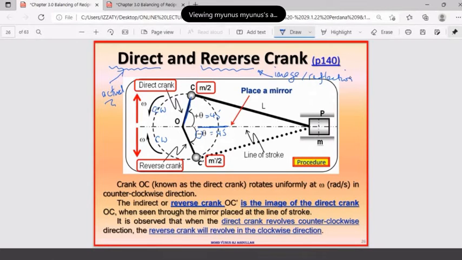Hello? Anyone? No one bothered to answer my question. Where do you find the reverse crank? Radial crank. Another one, V engine crank.